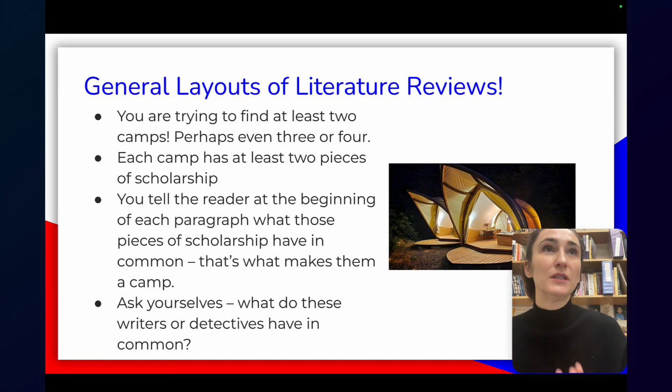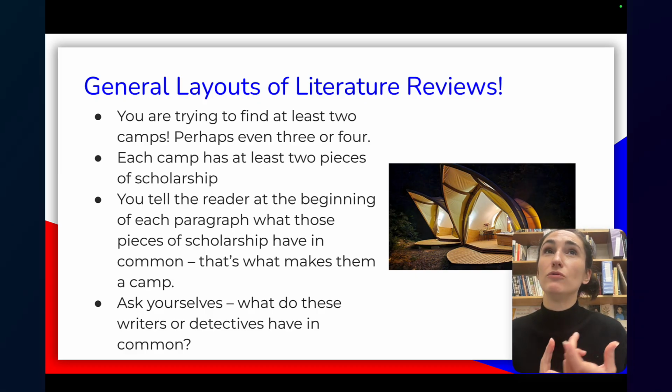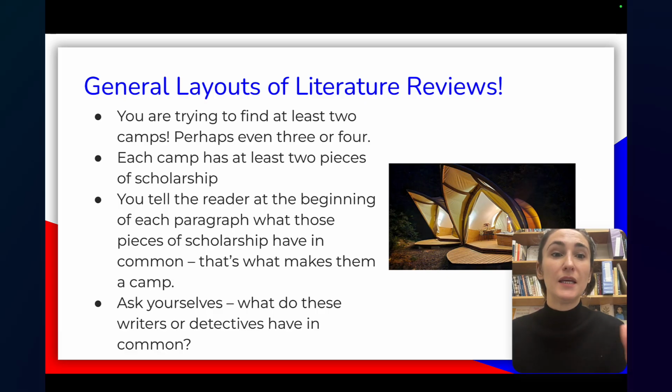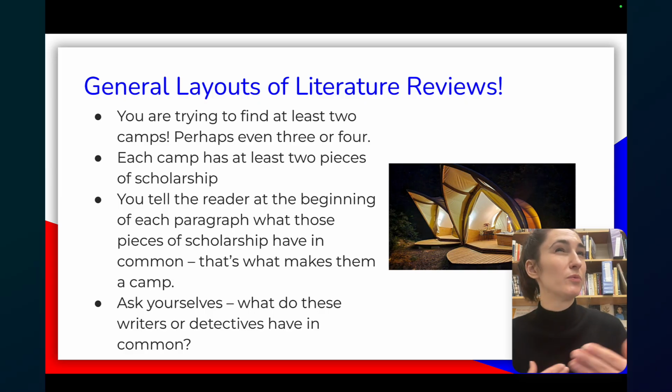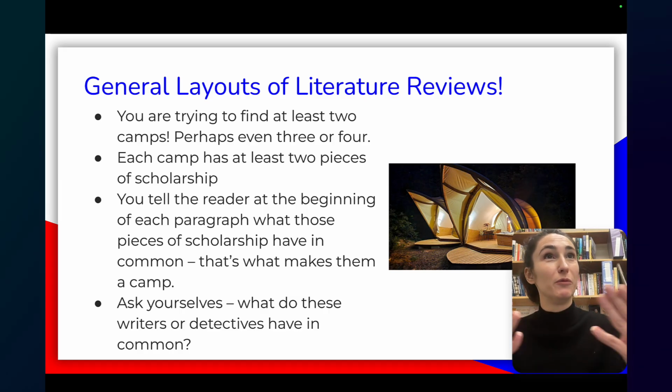Now, the general layout of a literature review is you are trying to find at least two camps, maybe even 3 or 4, not more than 4 though, okay? For this project, you should not have more than 4 camps, okay? But you should have more than 1. Okay, and each camp is going to have at least 2 pieces of scholarship in it. If you can only find one that sort of proves a point or illustrates a point, some kind of relationship, that's probably not enough to label it as a camp, right? Camp suggests that there's more than one there.